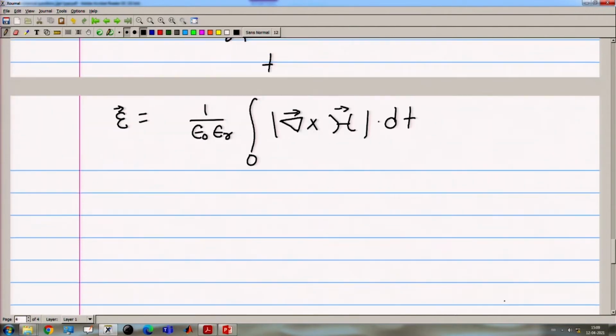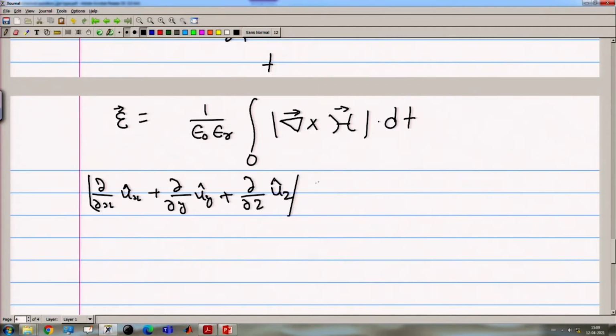So, del cross H will be del, we can write del by del x ux plus del by del y uy plus del by del z uz, and it will be cross with H. H we have already calculated, that is root 2 ux sin(πy) cos omega t. So, we can do the cross product. ux cross ux will be 0, and uy cross ux will be minus uz.